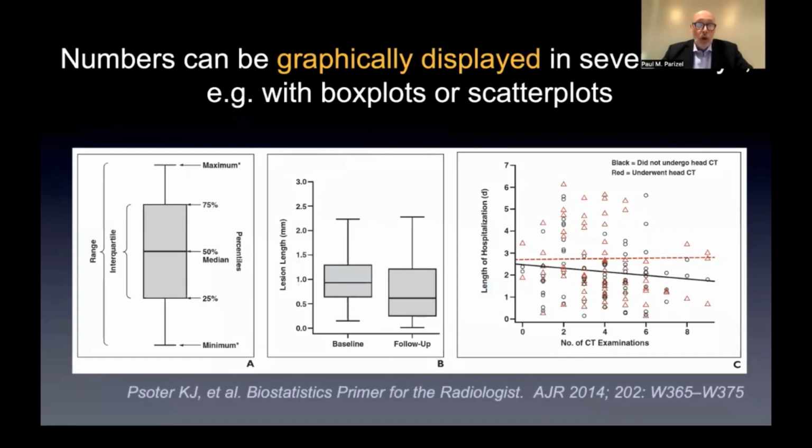Numbers should be, and often are, graphically displayed in several ways. For example, with box plots or scatter plots. The box plot on the left gives you the 25 and 75 percentiles with the median. And there are on top and bottom so-called whiskers that indicate the range of the measurement, and that would allow to separate out two populations. Another way of doing that is with a scatter plot, where you use different symbols or different colors for different populations, and you can draw kind of trend lines from these populations as illustrated on the right side.